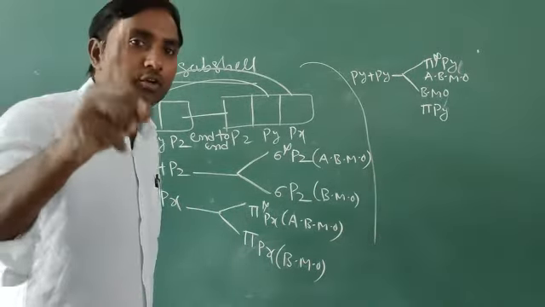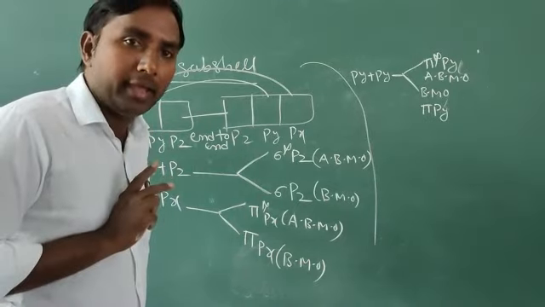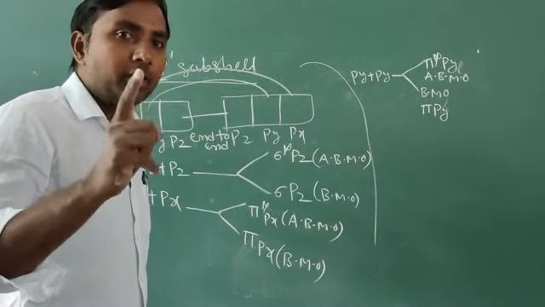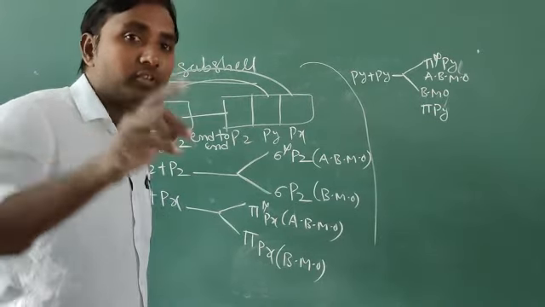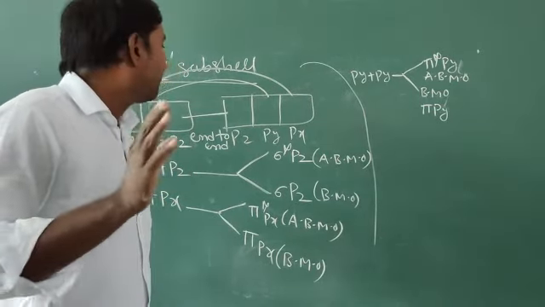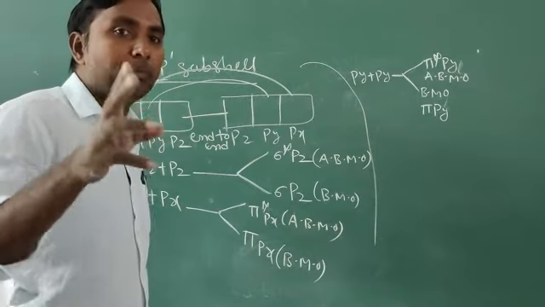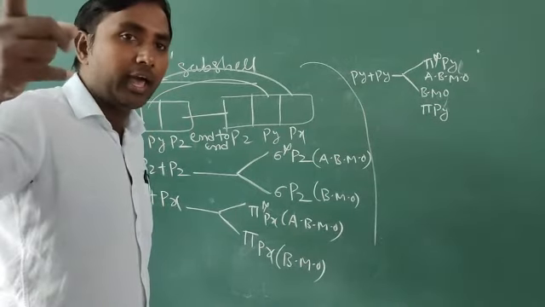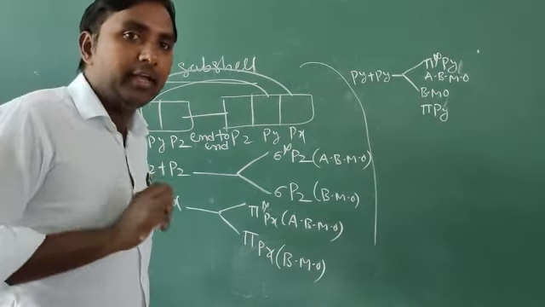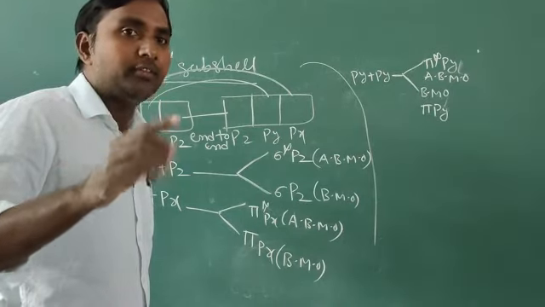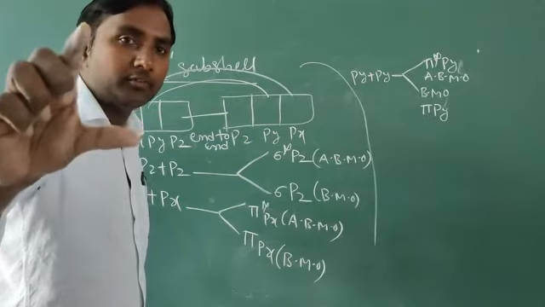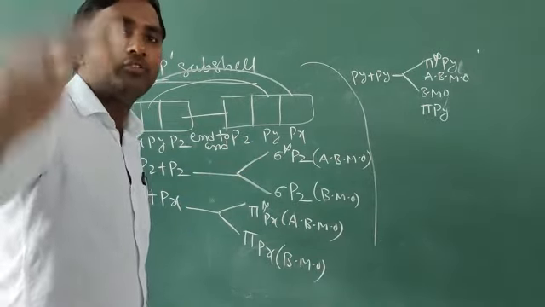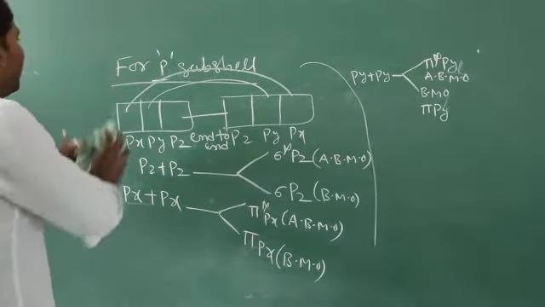So Pz to Pz, end overlapping: bonding molecular orbital sigma Pz, anti-bonding molecular orbital sigma star Pz. Next, Py to Py and Px to Px, sideway overlapping. That's why the bonding molecular orbital is pi Px or pi Py, and the anti-bonding molecular orbitals are pi star Px or pi star Py.